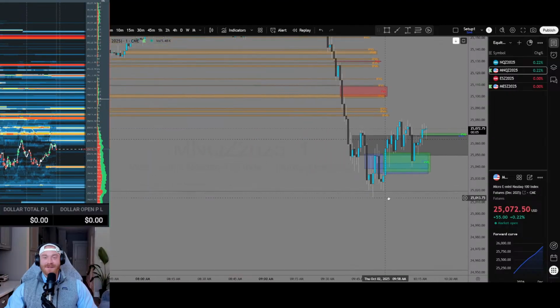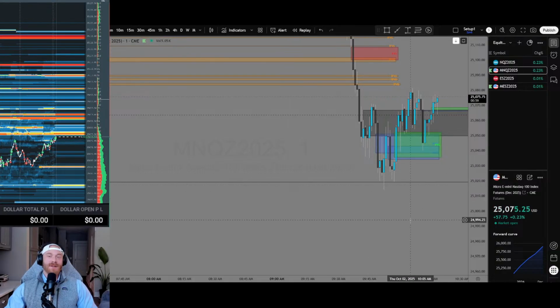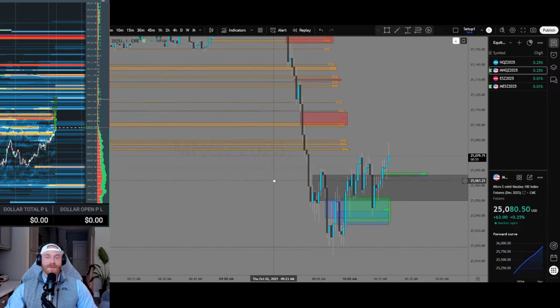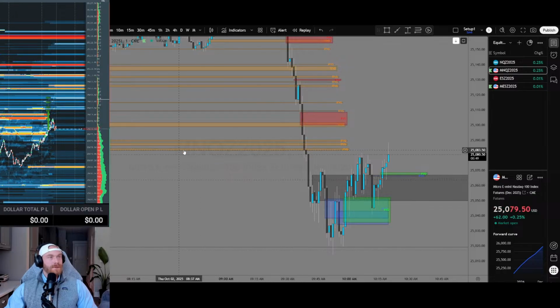We touched Asia, but I don't really like this. I don't really count this. I want to see a candle closure below that before I'm convinced that price wants to go in a different direction. But we're getting a push higher here a little bit. There's some orders stacked a little higher.